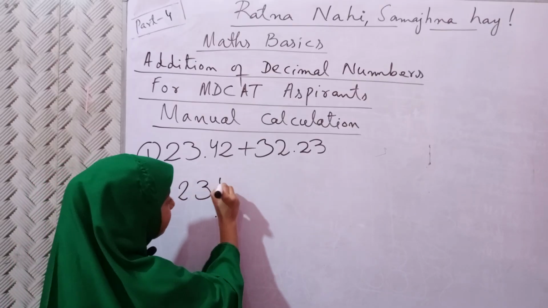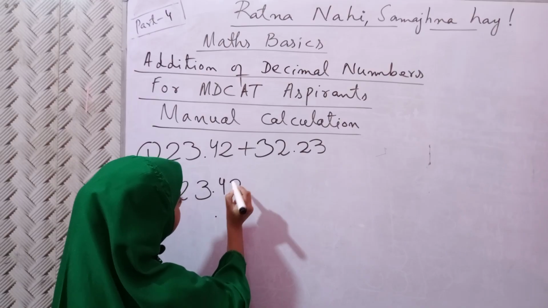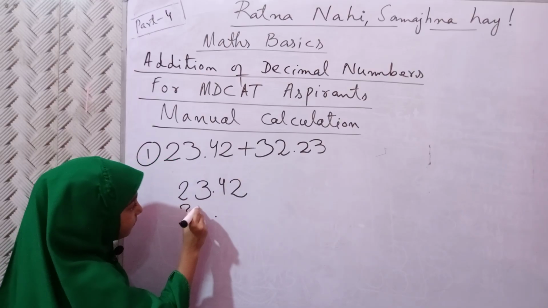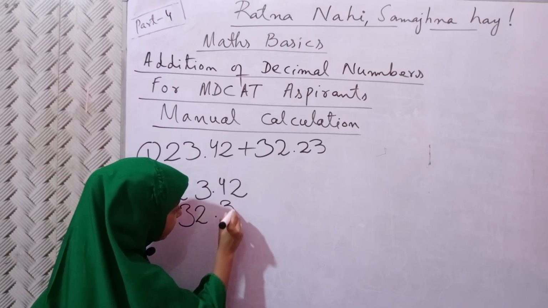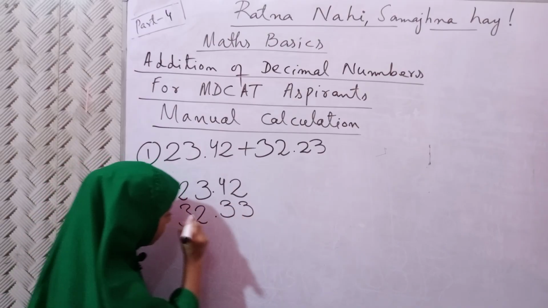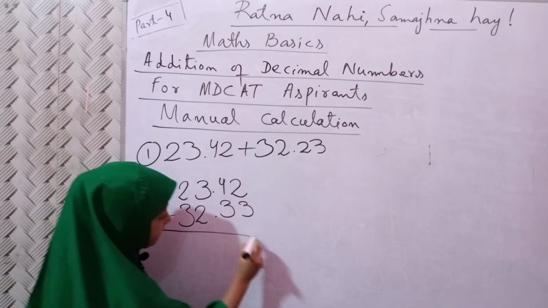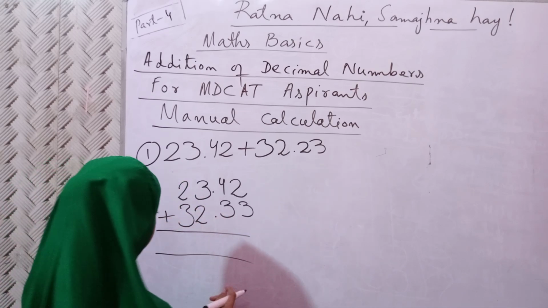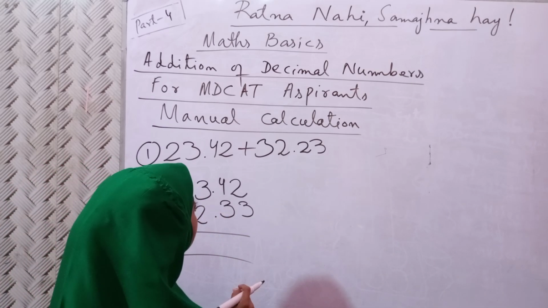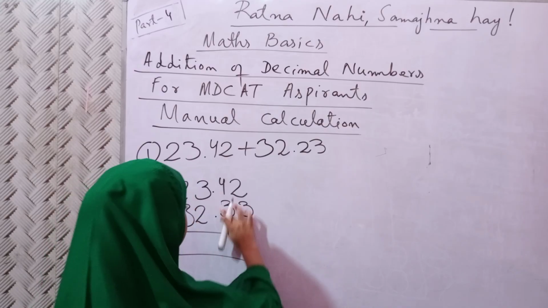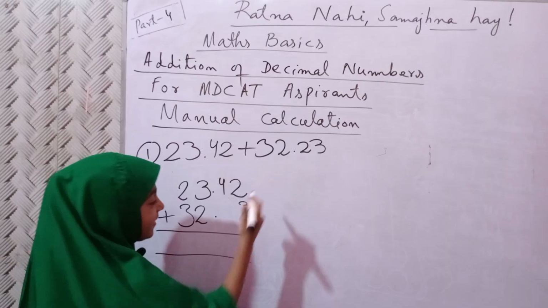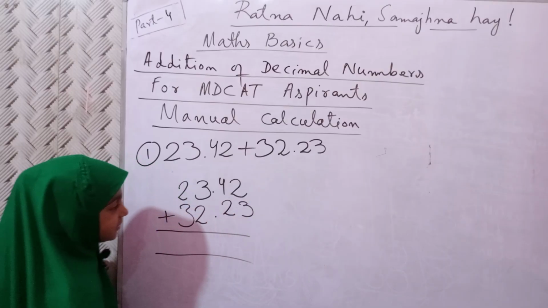23 and 42. Now 32 and 23, plus sign. Now first of all, it is simple now to add. Sorry, I wrote 2 here, but I should write 3 here. This is my mistake. Sorry.